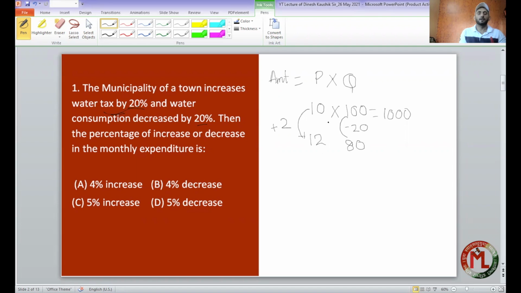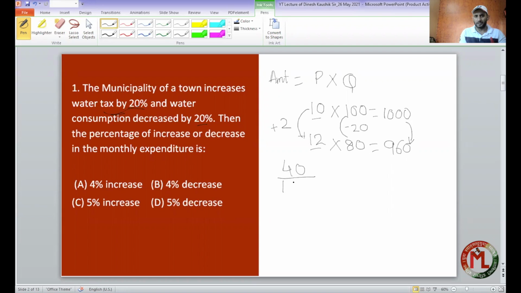Now, I am repeating. When the price was 10 and consumption was 100 liter, the expenditure was 1000 rupees. Now the price has been increased to 12 and the quantity consumed is 80 liters. So what will be the expenditure here? 12 into 80, 960 rupees. So 1000 rupee earlier expenditure, final expenditure 960. So what is the change here? We can say that it is decreasing by 40 rupees. So there is a reduction. 1000 became 960, 40 rupee reduction.